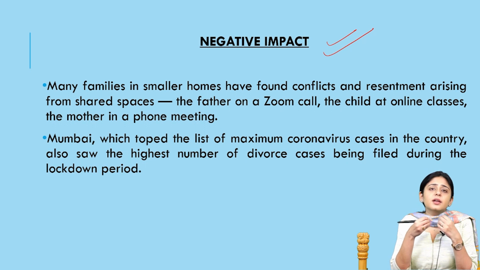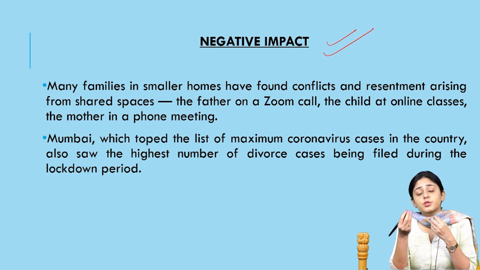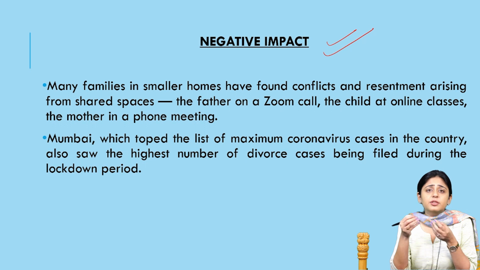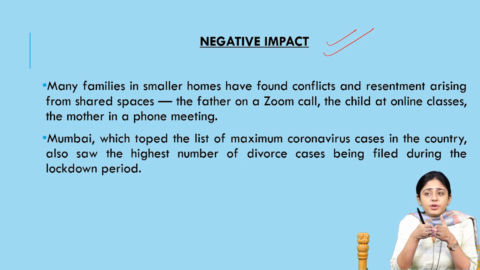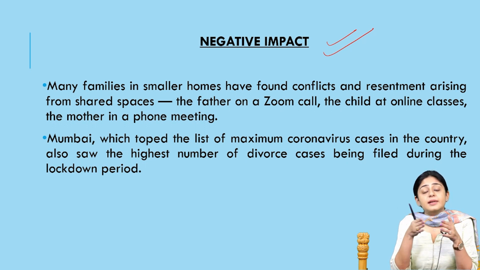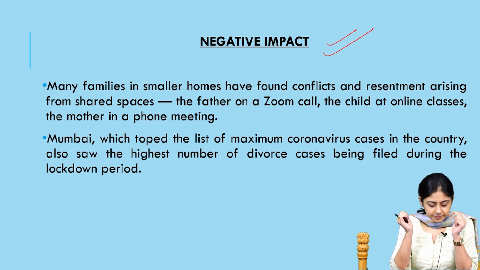Because of that, this frustration, or loss of jobs by some people, that frustration gets meted out on children or your wife. So all these things happened, right? And especially, somebody's on a Zoom call, somebody's taking online classes. So the boundary between your workspace and personal space got blurred, and it led to an increase in resentment and conflicts within the family, right?